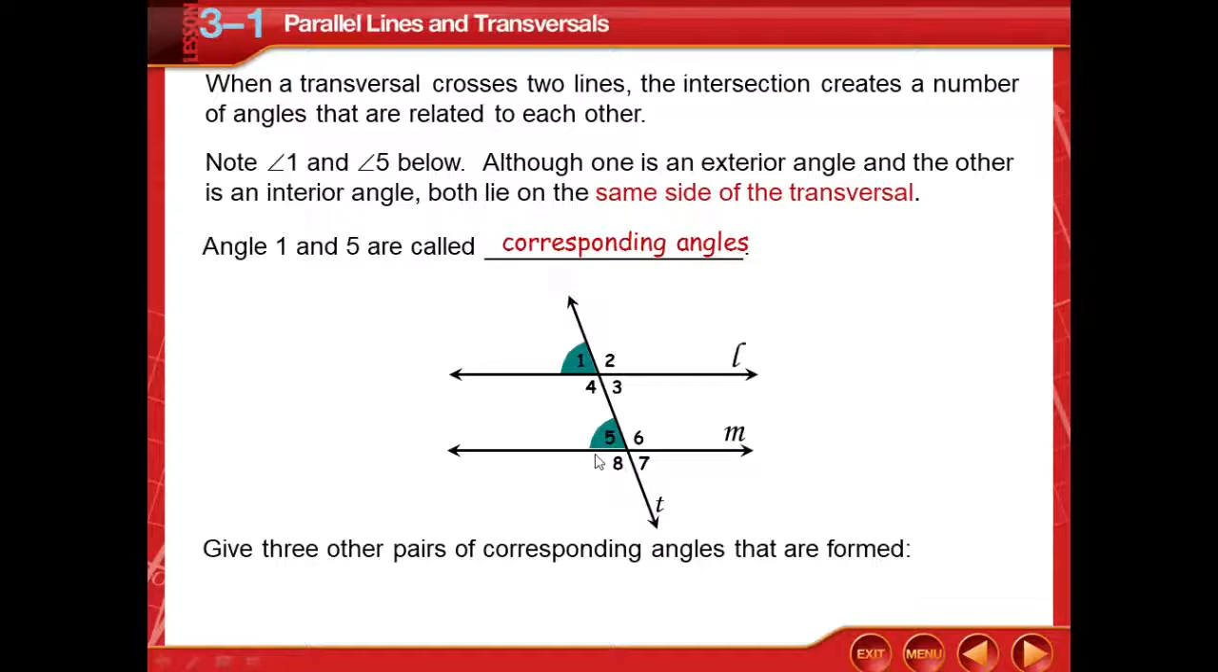There are 3 other pairs of corresponding angles that are formed. 4 and 8 are corresponding angles. Notice that they are both on the bottom left. 3 and 7 are both considered to be corresponding angles, and 2 and 6 are considered pairs of corresponding angles.